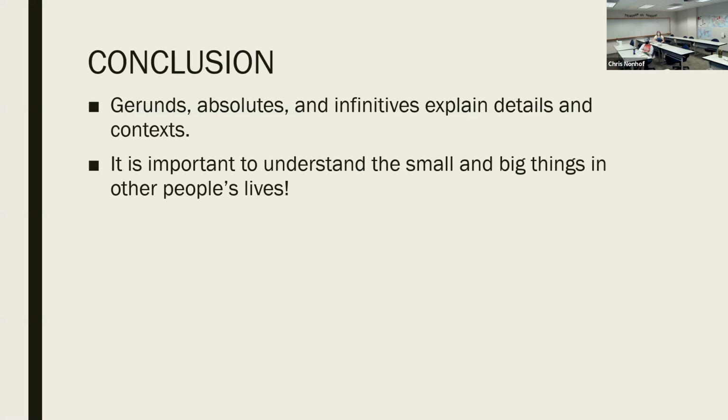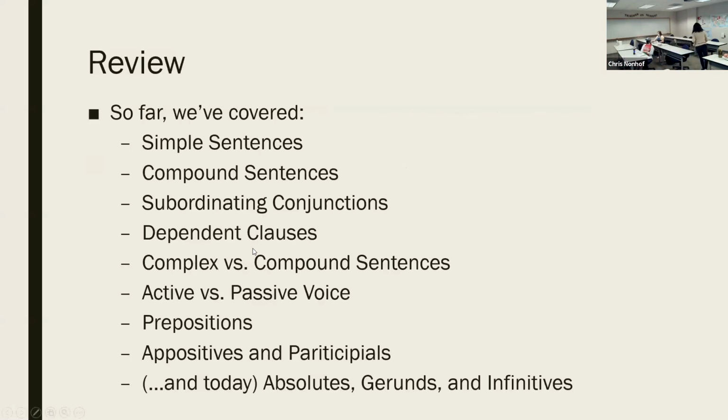So good. All right. We're going to do a little bit of a review because we're about halfway through the lesson. So so far, this is the list of things that officially we've talked about: simple sentences, compound sentences, subordinated conjunctions, dependent clauses, complex and compound sentences, active versus passive voice, prepositions, appositives, and participles, and then today, absolutes, gerunds, and infinitives.